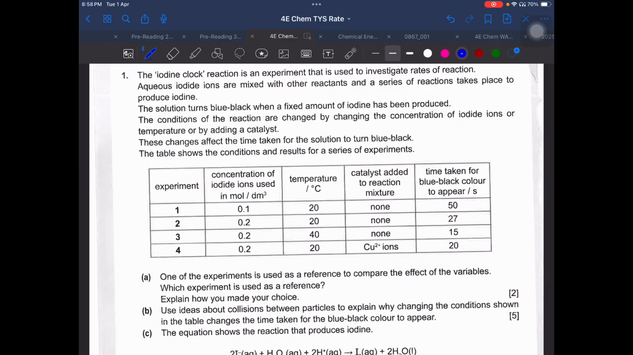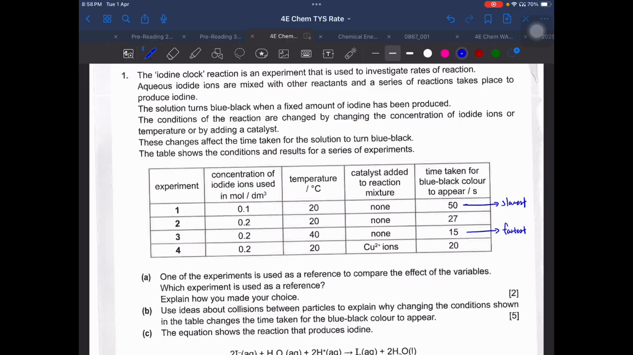Okay, just to make sure that we're all on the same page, this one, because it takes the shortest amount of time, is the fastest. This one, because it takes the longest amount of time, is the slowest. Do take note that time and rate are inverse. So the first question asks students to think of which experiment is used as a reference for you to compare the effect of the variables.